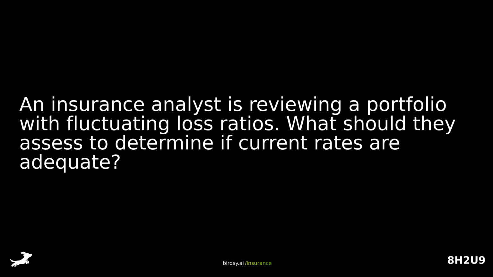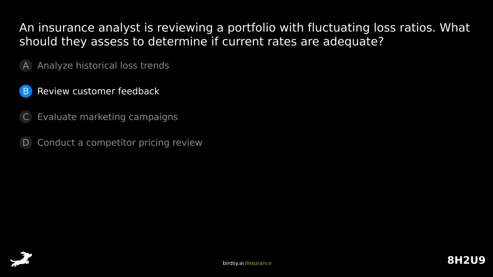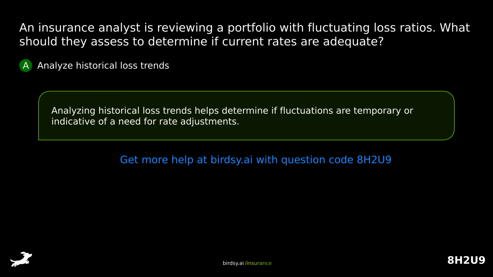Is it A, analyze historical loss trends, B, review customer feedback, C, evaluate marketing campaigns, or D, conduct a competitor pricing review? The answer is A. Analyze historical loss trends. Analyzing historical loss trends helps determine if fluctuations are temporary or indicative of a need for rate adjustments.